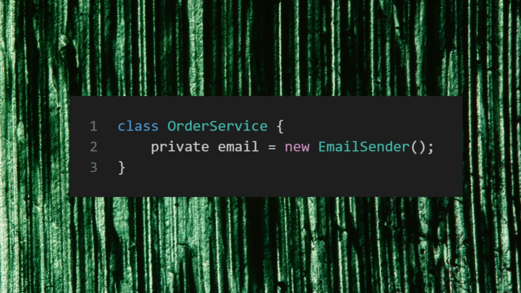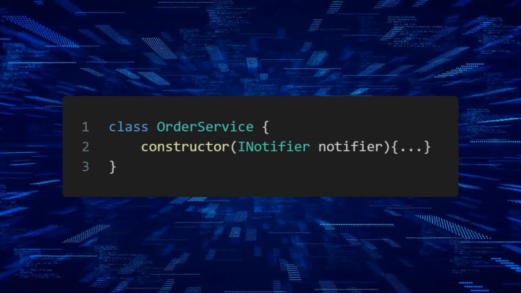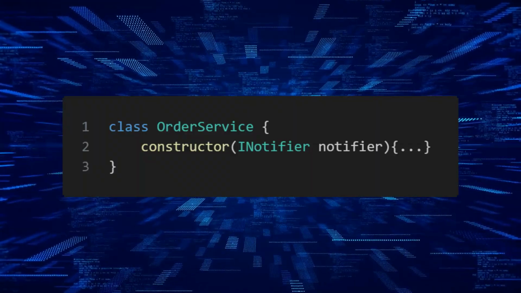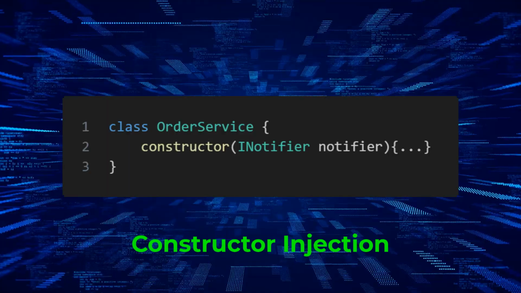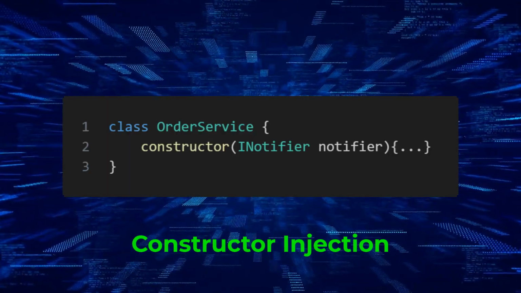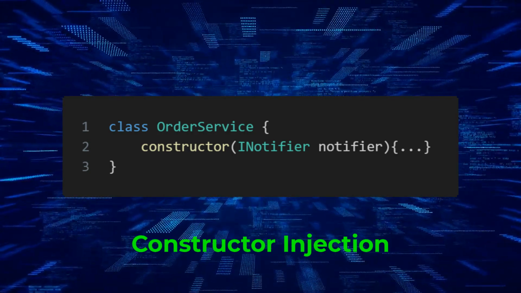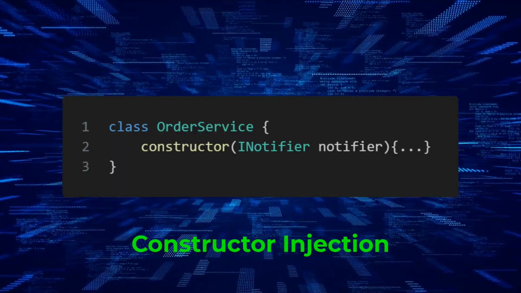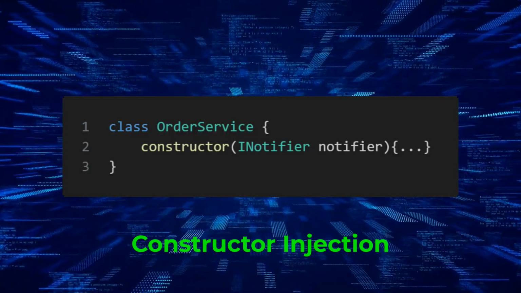Here's the fix. First, we create an interface called INotifier. Then, instead of creating the dependency inside the order service, we ask for it in the constructor. This is called dependency injection. Now, OrderService doesn't care if it gets an EmailSender, an SMSSender, or a fake sender for testing. It just knows it has something that can notify.